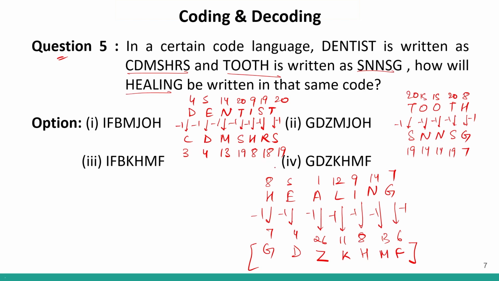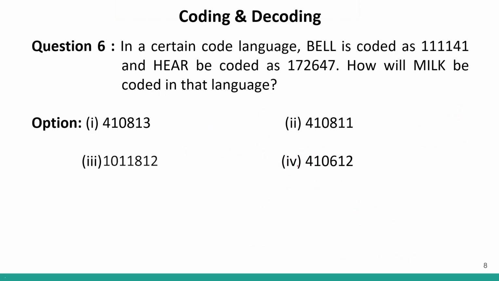This is given in option number 4. So option number 4 will be the correct answer to this question. Clear? Now, question number 6. Question number 6, bell is coded like this. Here is coded like this. We have to find how milk will be coded in that language.